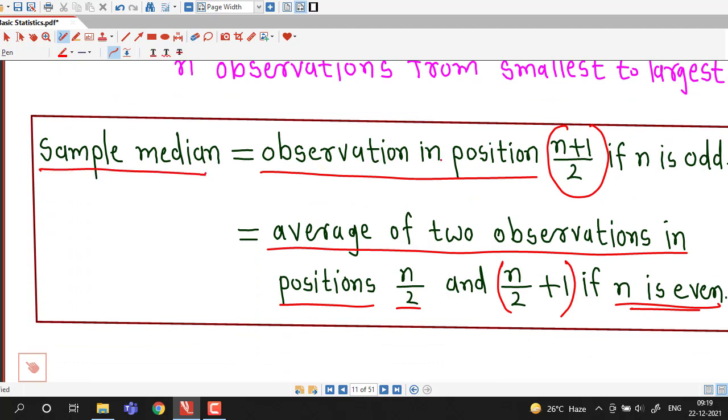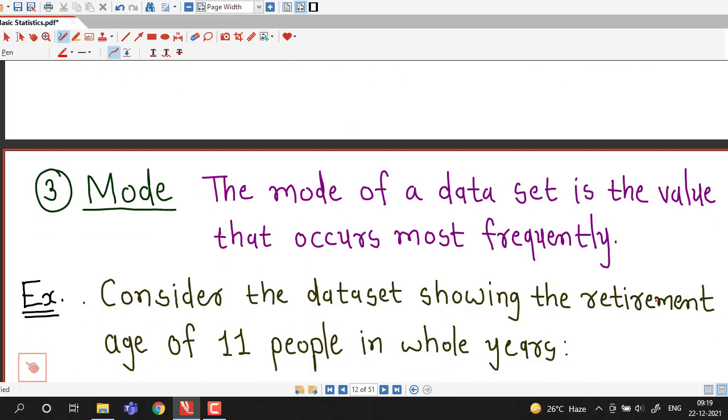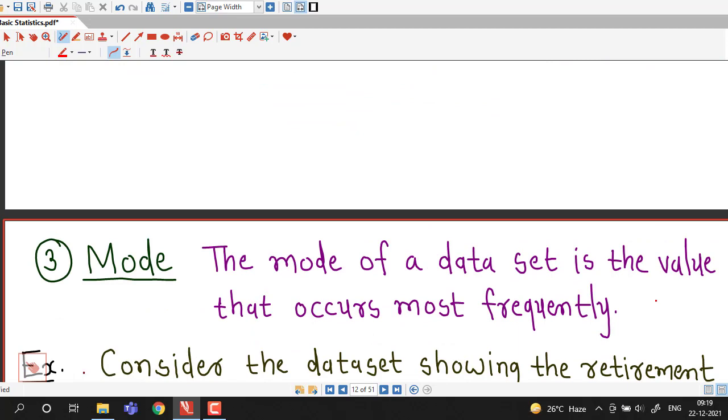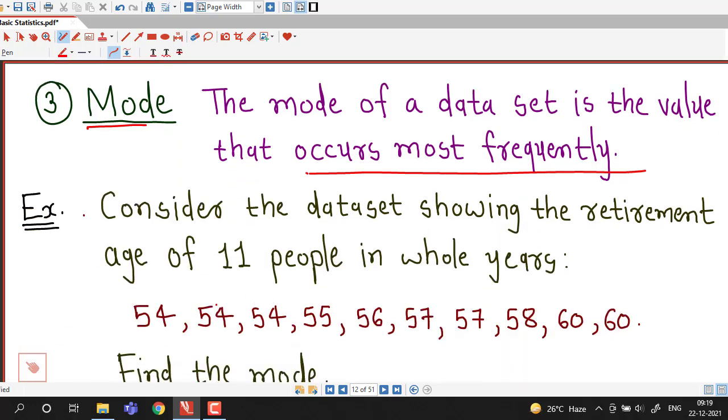Sample median equal to observation in position (n plus 1) by 2 if n is odd. Sample median equal to average of two observations in position n by 2 and n by 2 plus 1 if n is even. Third measure is mode. So it is very easy to find out mode. Mode of a data set is the value that occurs most frequently, or the observation which is repeated most frequently.